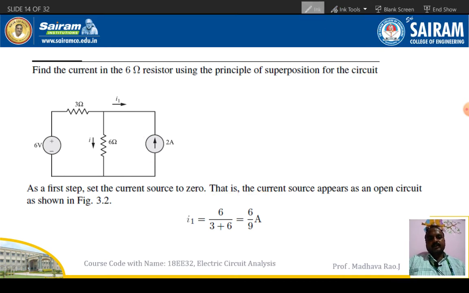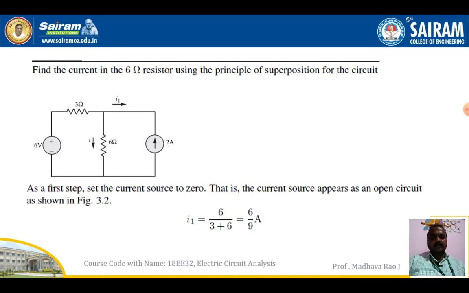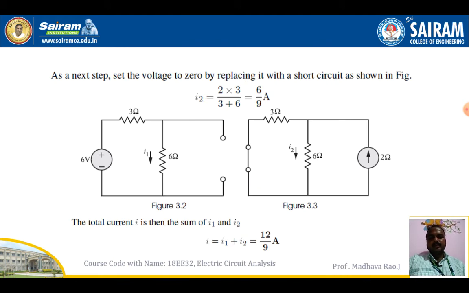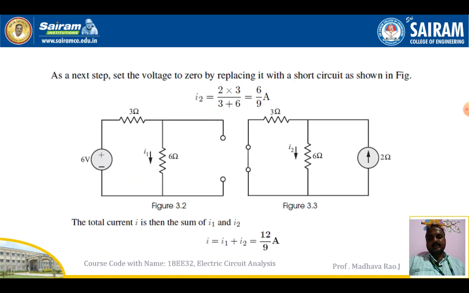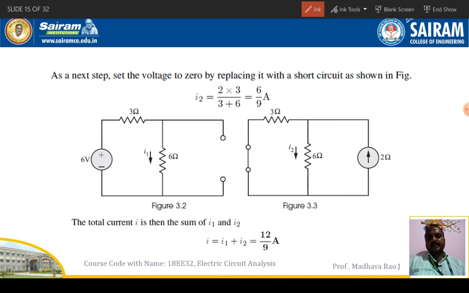Next, the voltage source we have to deactivate like this, with a short circuit, and find the current flowing in the 6 ohm resistor. So the first case is the current source made an open circuit, and in the second case we make the voltage source a short circuit. So apply the current division principle: total current into the opposite resistor by total resistance.